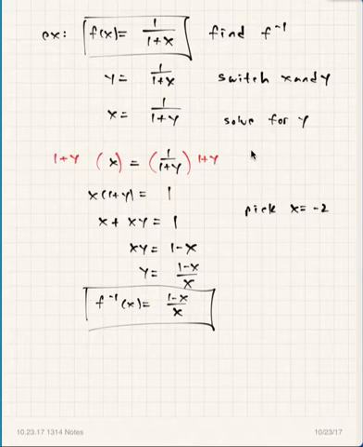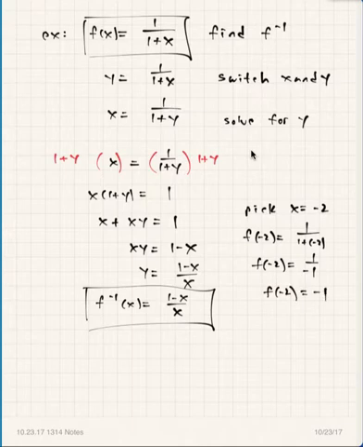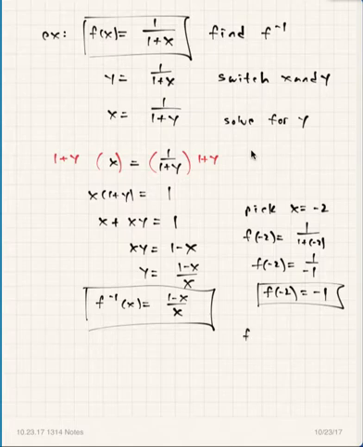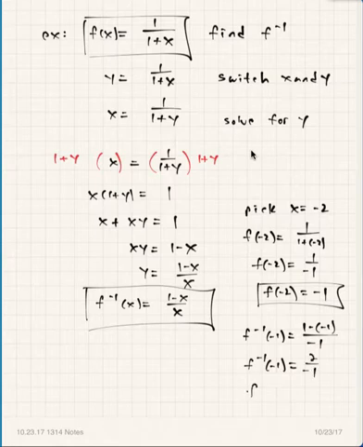So if I pick x equals -2 and I look at f of -2, I get 1 over 1 plus -2. So f of -2 is 1 over -1. f of -2 is -1. So then what do I hope here? I hope that f inverse of -1 is equal to -2. So I look at f inverse of -1, and that gives me 1 minus -1 over -1. And sure enough, it works, doesn't it? Because I get f inverse of -1 is equal to 2 over -1. So I get f inverse of -1 is equal to -2.